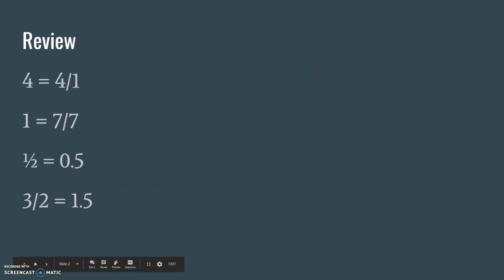So we have here just a quick review of stuff we've already been over. We know 4 is the same thing as 4 over 1, but 1 can be represented by 7 over 7, because 7 divided by 7 is 1. And we know 1 half is 0.5, and 3 halves is 1.5.